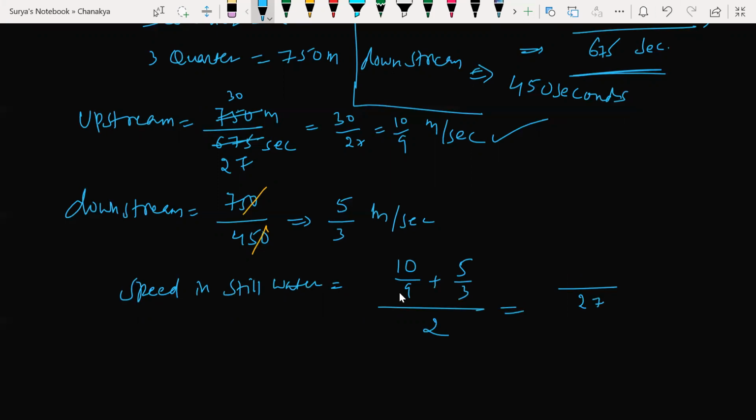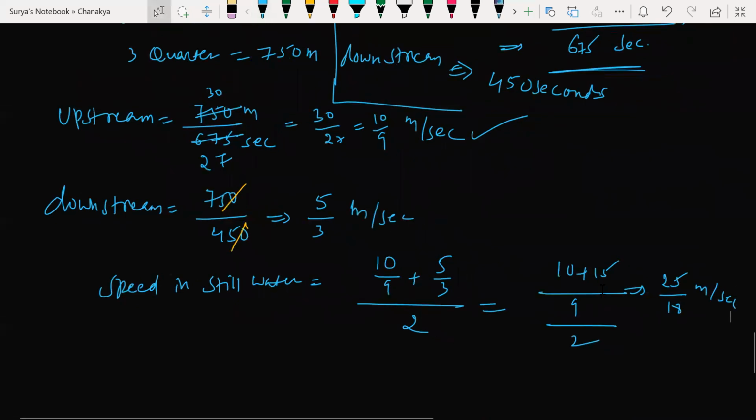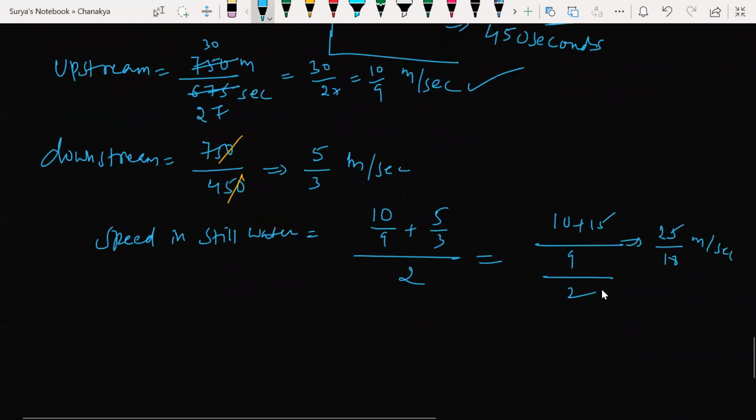LCM is what? 3, 9, 2. It's 9, sorry. LCM is 9. So by 2, in fact. So 10 plus 15, so 25 by 18, am I correct? Yes. Meter per second. So 25 by 18, correct. 9 to 18, right?